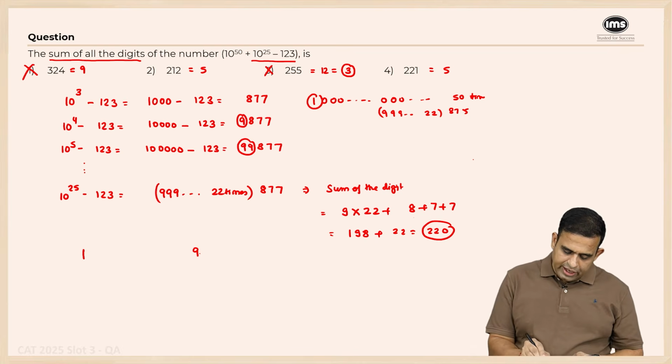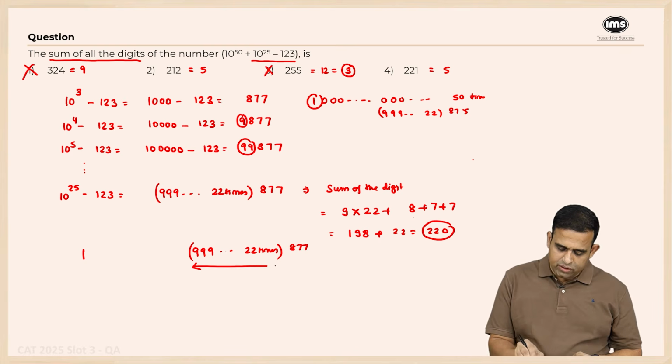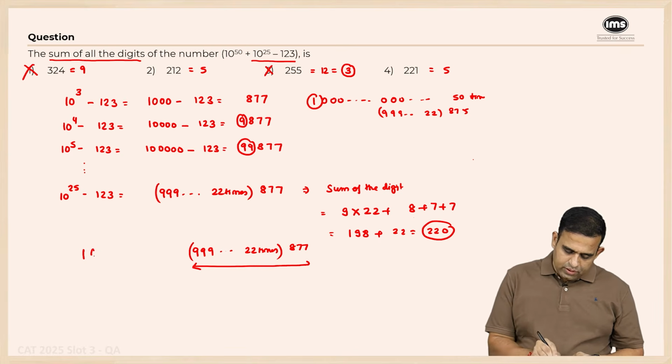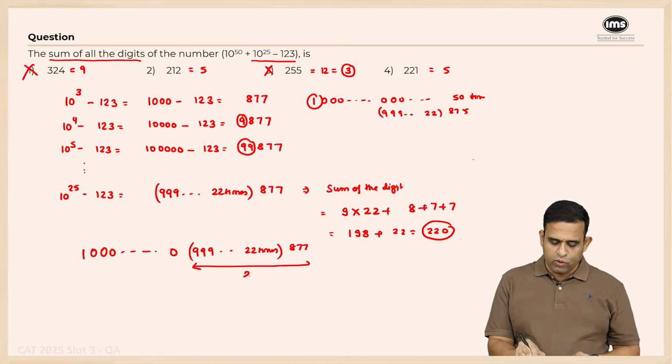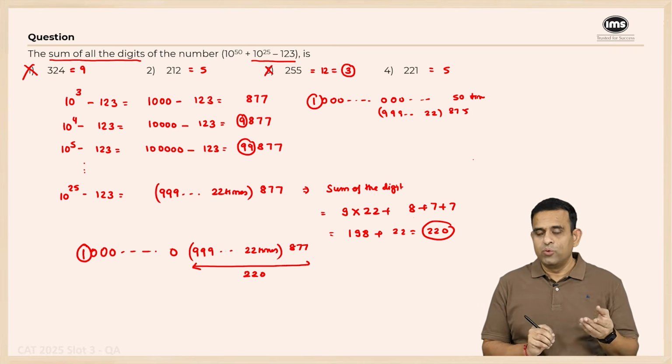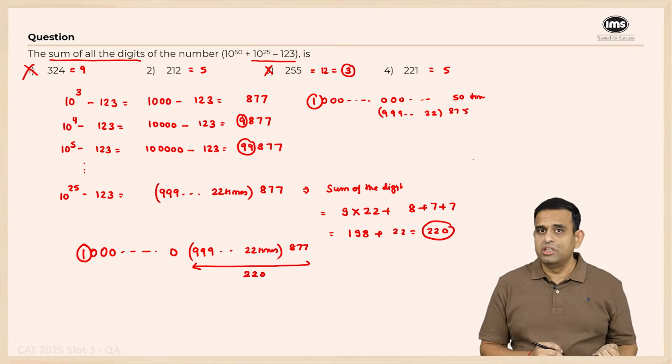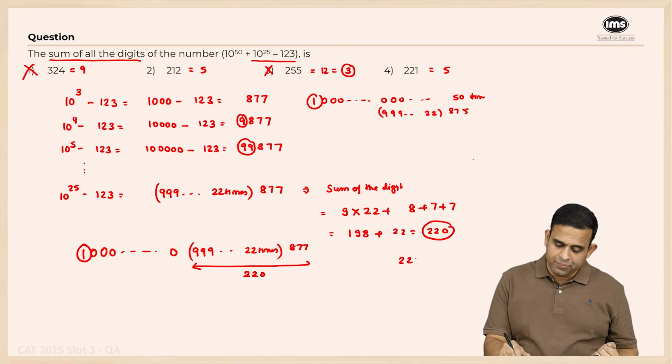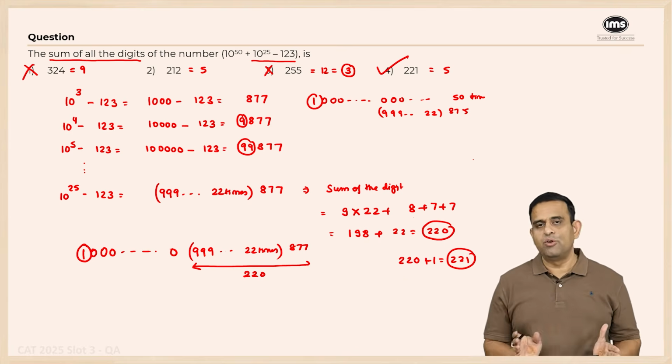So if you look at 9, 9, 9, 22 times and then 877, this part came out to be 220, and this will give you one more 1. That simply means the required sum of the digits will come out to be 220 plus 1, giving you 221. Hence, option number 4 is the required answer for this question.